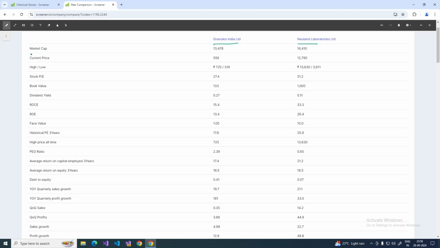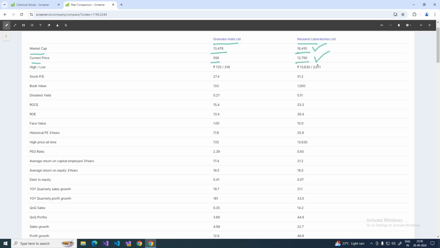First one is market cap. Granules India market cap is 13,478 crores. Neuland is 16,410 crores. So here Neuland is higher. Next one, current price. Granules is 556 rupees. Neuland is 12,790. Here Neuland Laboratories price is higher.